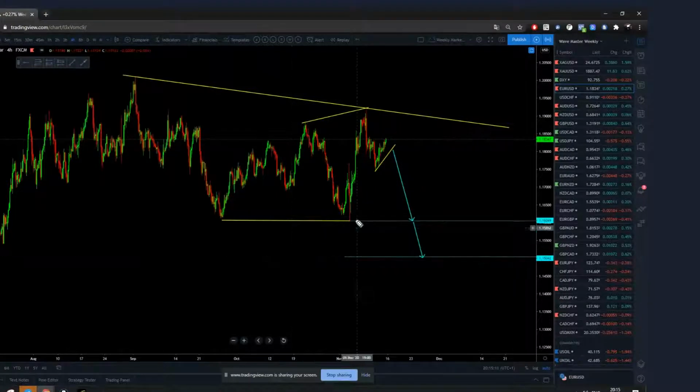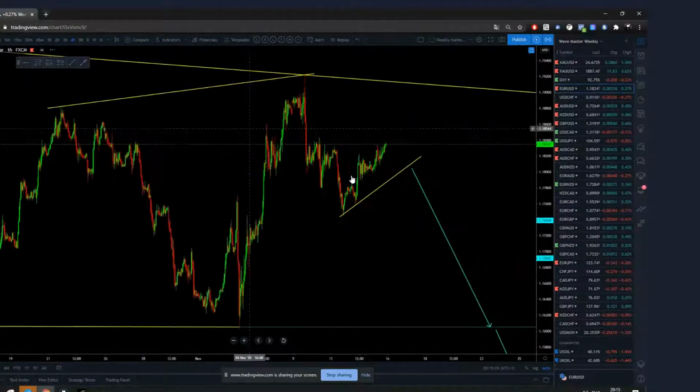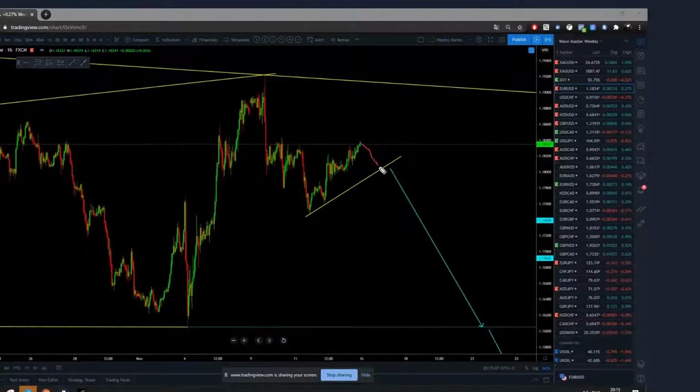and your first target will be there, 1.16. Okay, this will be your first target, and the other is 1.15. Okay, so two targets. Which one will it be? We just have to wait for this 1 hour correction to complete. So what we can have is something like that. It can extend one more high, and then it will drop amazingly.